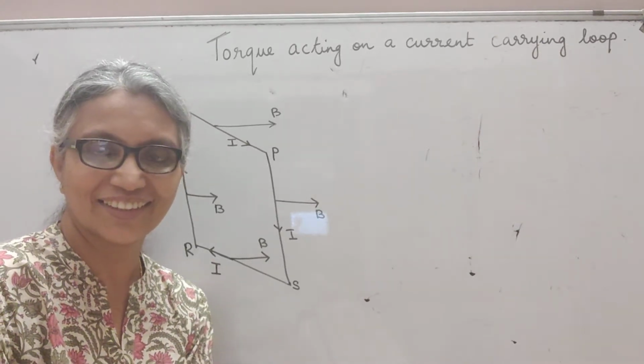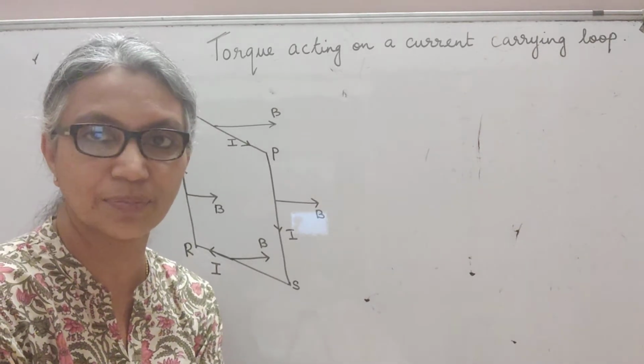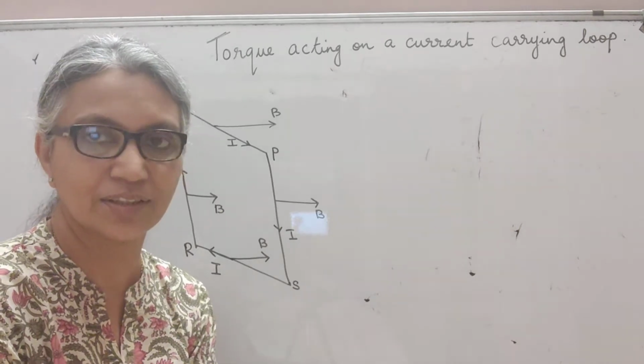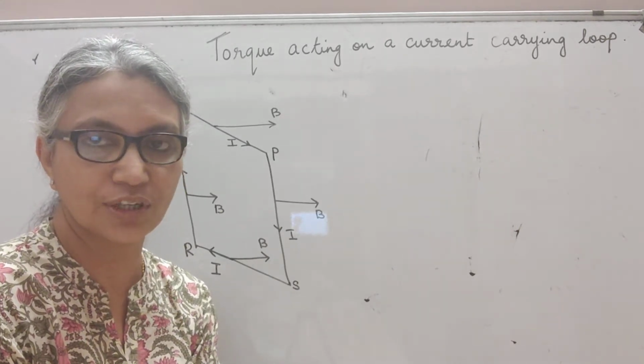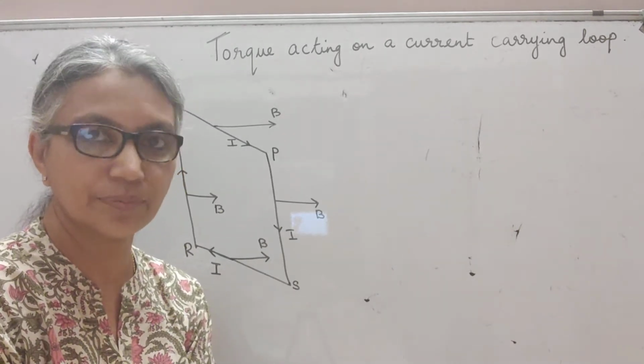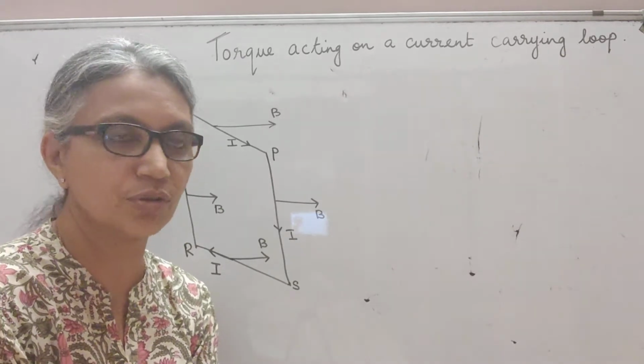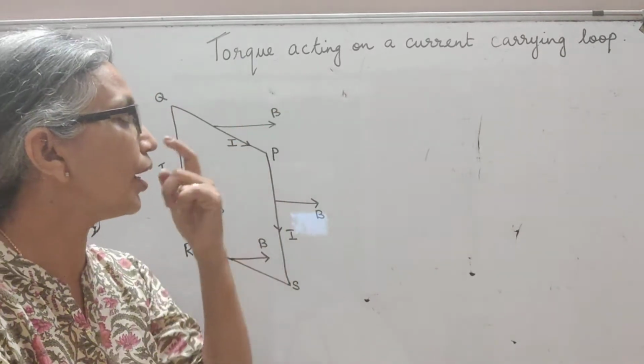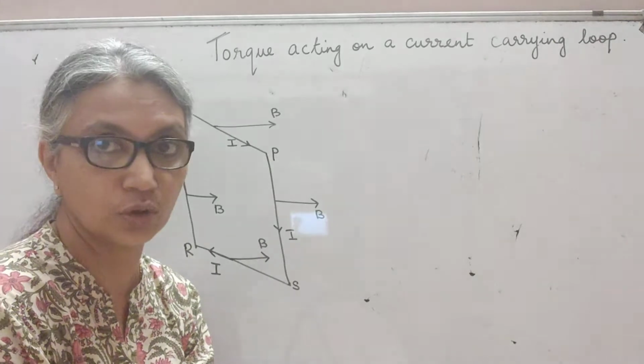Good evening. This is the fourth part of our fourth chapter, Magnetism and Moving Charges. And the first topic that we have for today is torque acting on a current carrying loop.